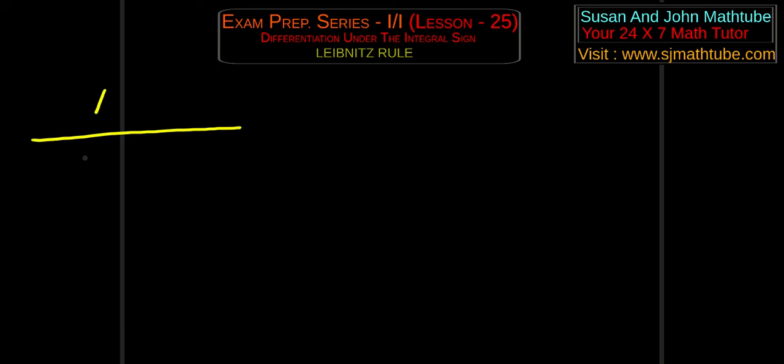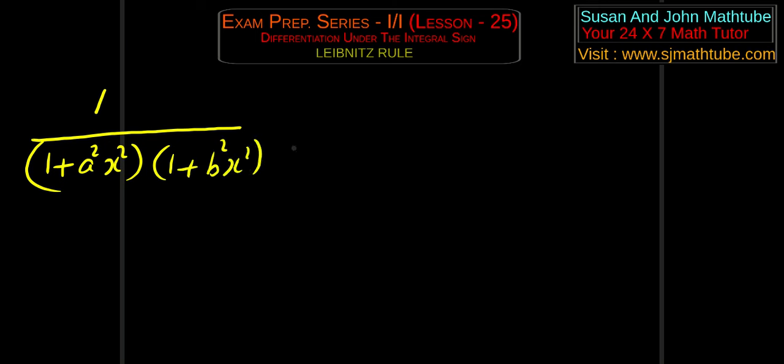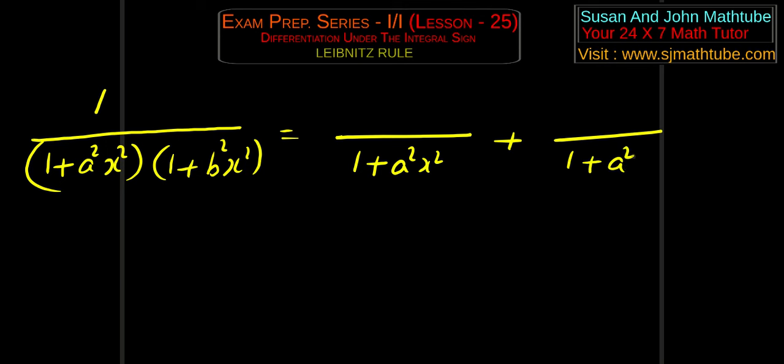1 by 1 plus a square x square times 1 plus b square x square. So what I do is I'll write in the main step like this. Anyway, what is the degree of the numerator? 0. What is the degree of the denominator? x to the power 4 will come, because when you multiply this, so that degree condition is satisfied.